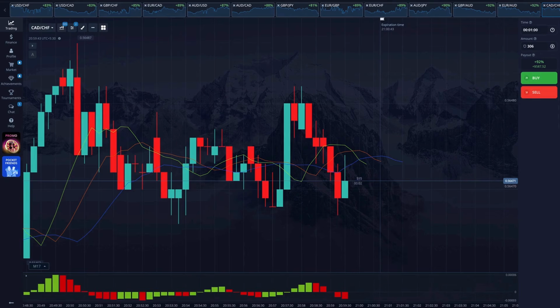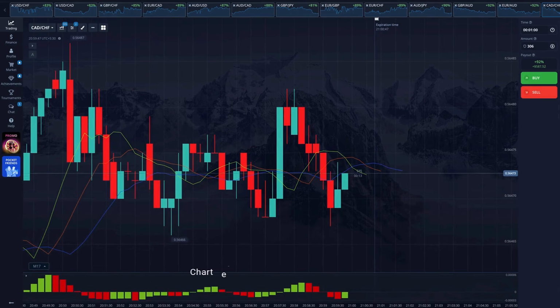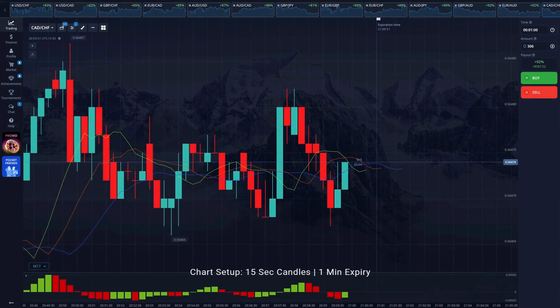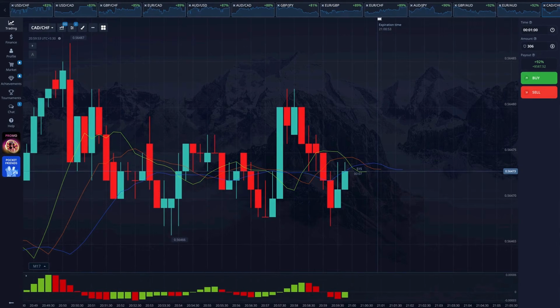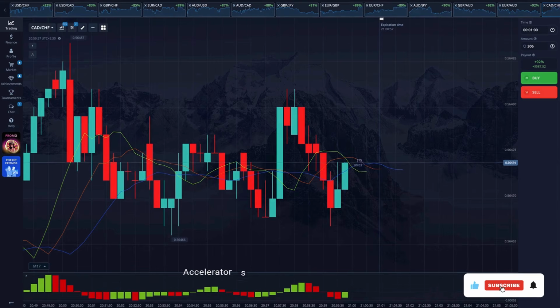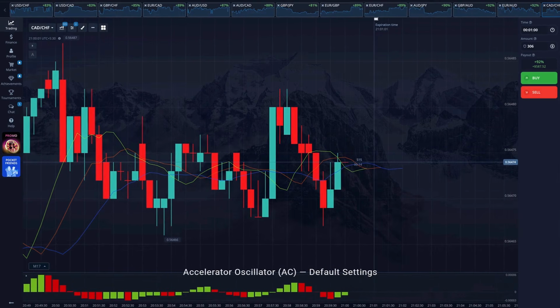Alright, let's set up the trap. Here is exactly what you need on your screen. First, change your candle time frame to 15 seconds and set your trade expiry to exactly 1 minute. Next, we're adding our two indicators. First up is the Accelerator Oscillator, or AC. Leave this entirely on its default settings.